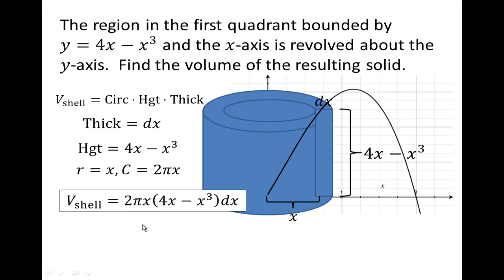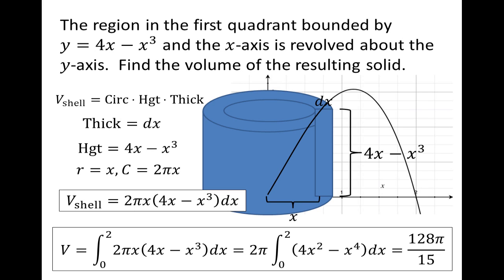But to find this volume, we'll just add up all those shells. Again, that's taking an integral. We're going to integrate from 0 to 2 because our upper limit is 2. That's where we intersect down here. We distribute the x through to get 4x squared minus x to the fourth, use our formulas for finding antiderivatives, and find that the volume of this solid is going to be 128 pi over 15.